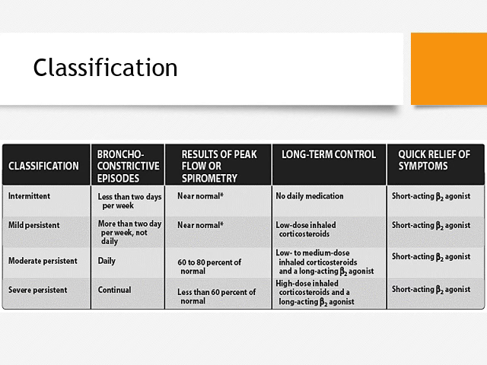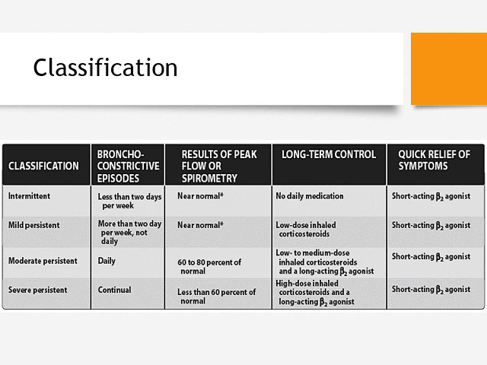In the more severe type of asthma called moderate persistent asthma, there will be daily attacks of asthma present in the patient. The forced expiratory volume or spirometry will be 60 to 80% of the normal. In moderate persistent asthma, low to medium dose inhaled corticosteroids and long-acting beta-2 agonists are administered. Again, for the quick relief of symptoms, short-acting beta-2 agonists can be administered to the patient.